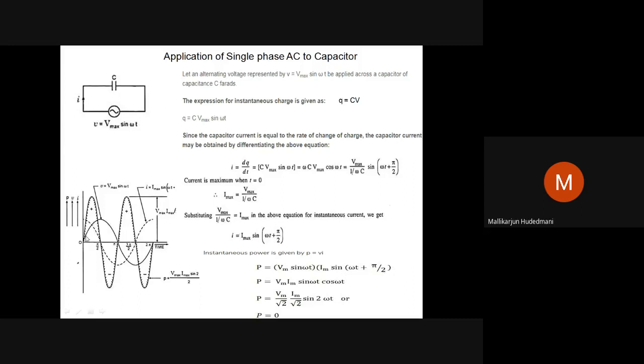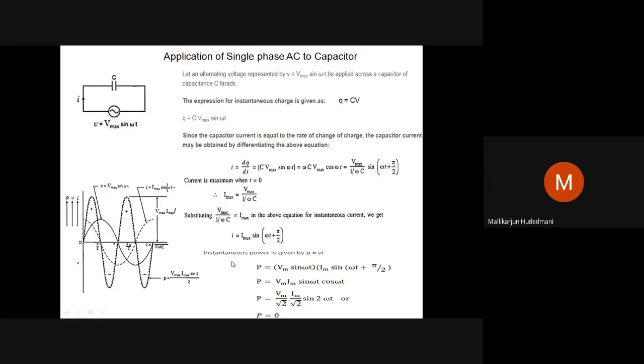So the voltage wave goes 0, pi, 2 pi. The current wave begins before the 0 mark by pi by 2 and makes one complete cycle. Therefore, we can draw voltage and current waves on the same scale.